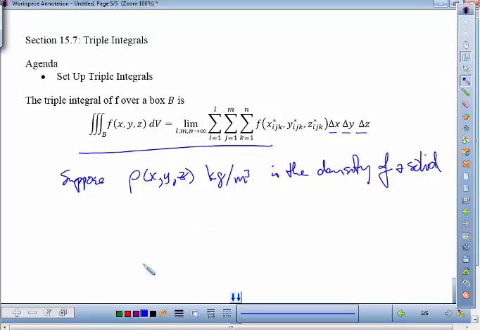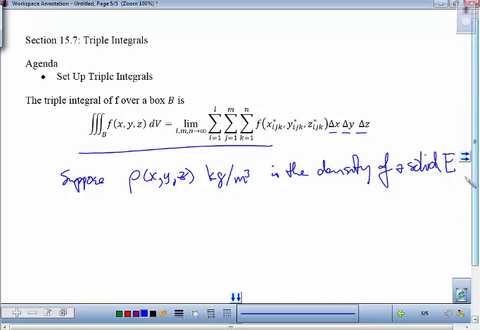Solid, let's give it a name. I think they use E in the book. I don't know why. Maybe it comes after D, which is what they used last. Sometimes they use omega, but that's too hard to write. That's cooler to write, though, so maybe we'll do that sometimes.